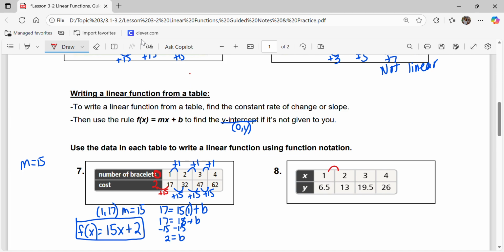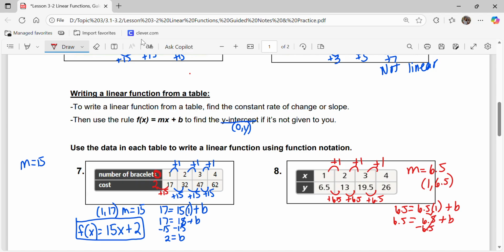Number 8, find your slope. Each x goes up by 1. Each y goes up by 6.5. 6.5 divided by 1, my slope is 6.5. Again, you can use one ordered pair to help you find your b. So f of x, 6.5, equals m, 6.5 times 1, plus b, that's 6.5.